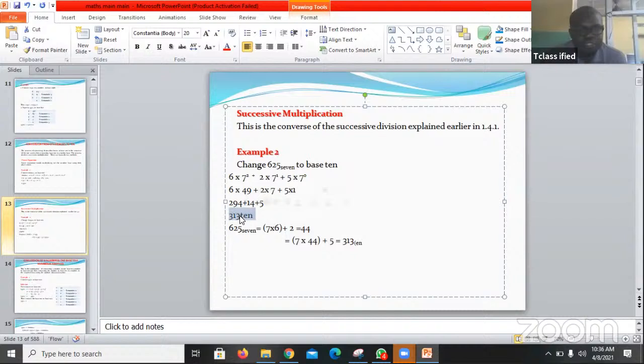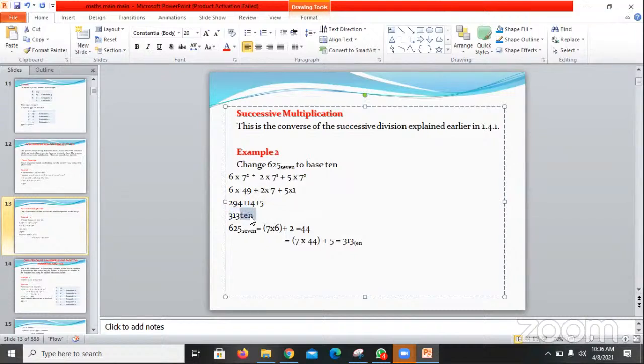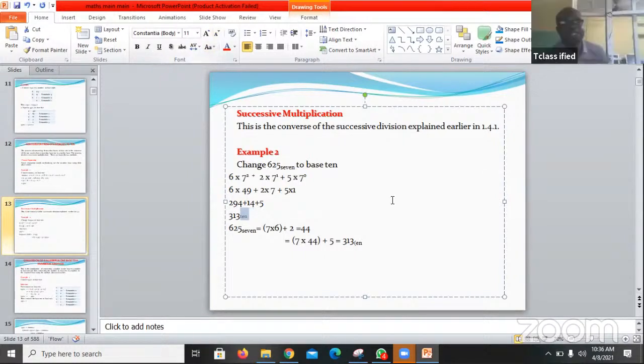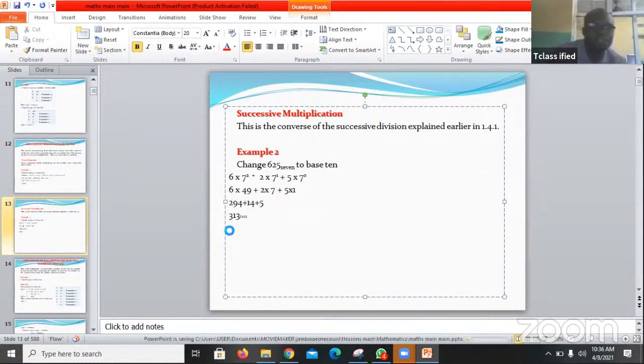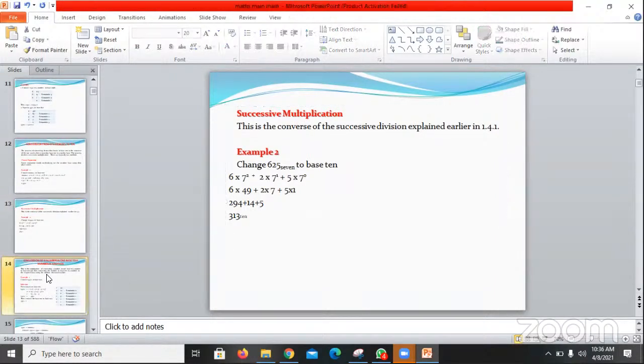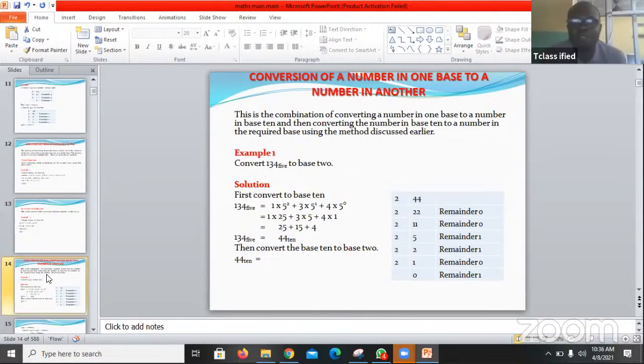And we're going to take this 10 down to put it in base form. So I hope it's clear now? Yes, sir. I'm going to take this out since this is not clear. Okay. So that is how you convert from other bases to base 10. Are we clear on that? Yes, sir. Okay.